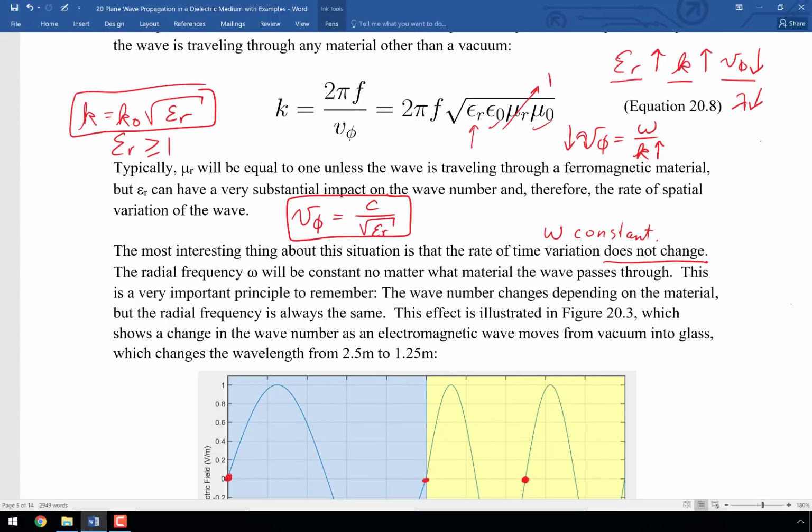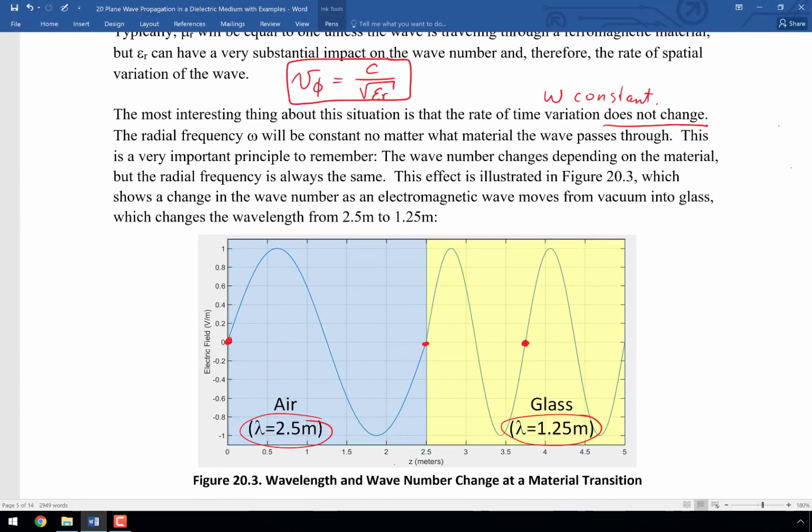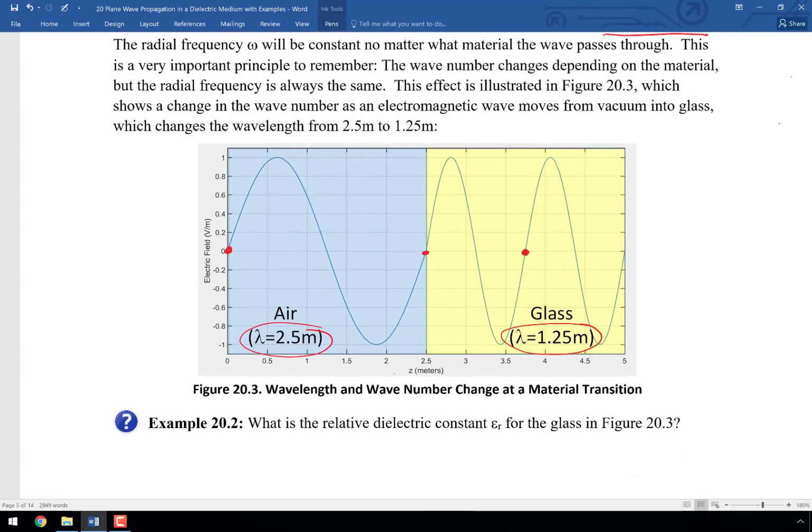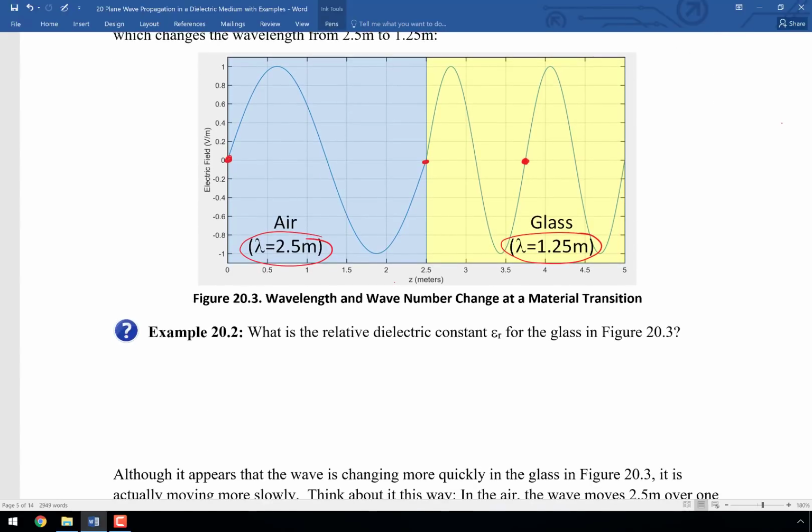So the most important thing to me is not that you understand how to use these equations. We're going to see some big old equations today, but I want you to understand the physical significance of what's going on. I want you to see what is happening as we transition from air into glass or into some other dielectric material. So here's a question. What is the relative dielectric constant epsilon r for the glass that's shown in that figure? We just showed a change in the wavelength, but what is the change in the dielectric constant?